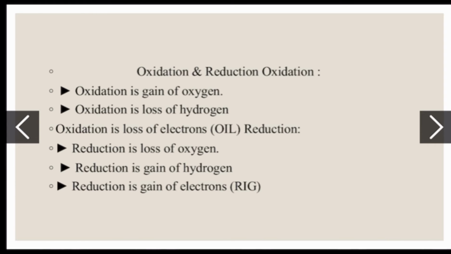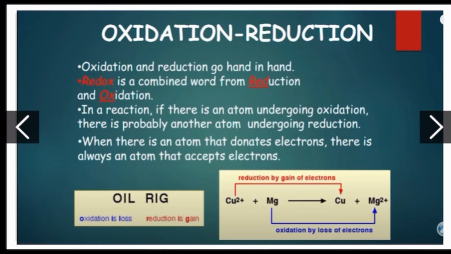Oxidation is gain of oxygen. Oxidation is loss of hydrogen. Oxidation is loss of electrons. Reduction is the opposite, and oxidation and reduction go hand in hand. Redox is a combined word from reduction and oxidation. When there is an atom that donates electrons, there is always an atom that accepts electrons.